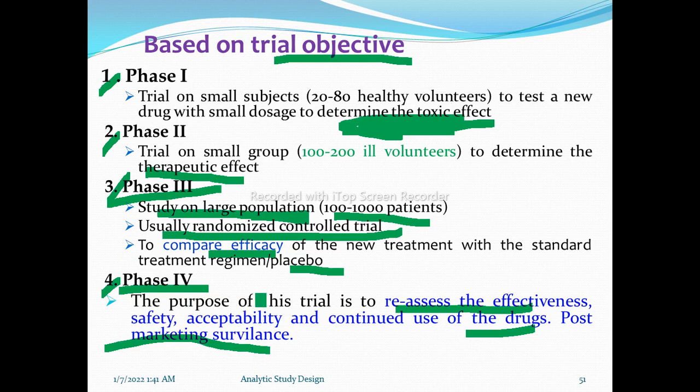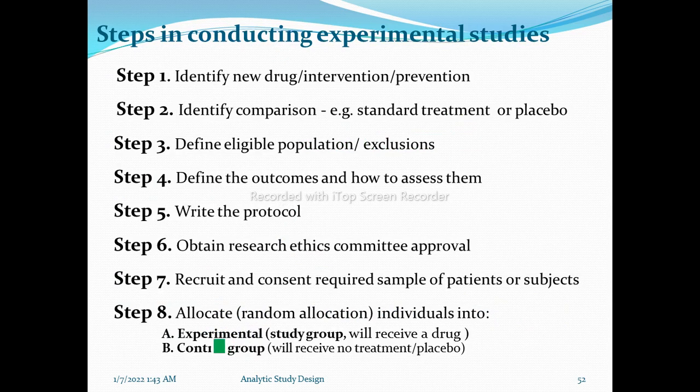So phase 4 means post-marketing surveillance. First the drug will pass phase 1, then phase 2, then phase 3. After phase 3 it will be disseminated to the community, or made available for purchasing, and in phase 4, after a long time, it will assess effectiveness, safety, and side effects. So these are the 4 phases of trial. Then the steps in conducting experimental studies.